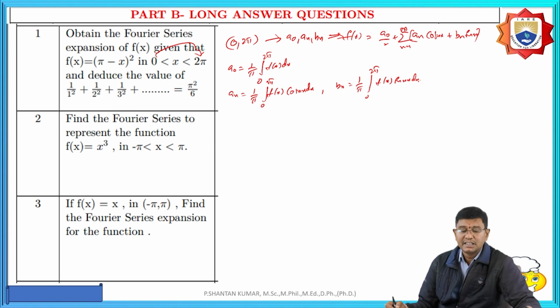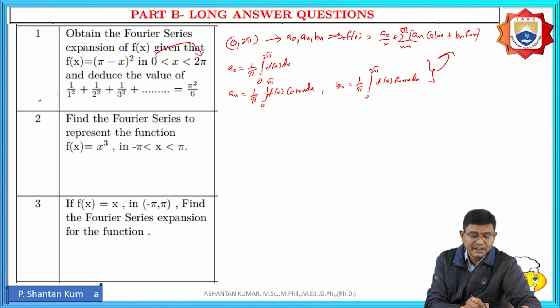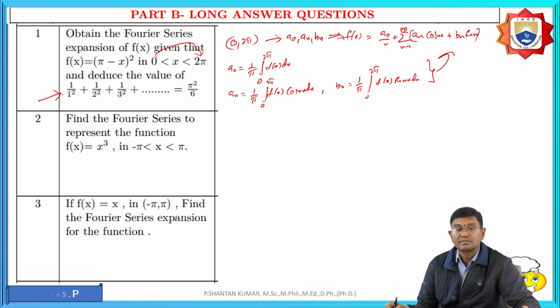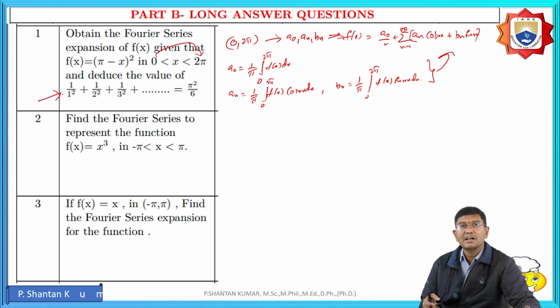Based upon these a0, an, bn values, we need to substitute into the required Fourier series. After that, they are asking to deduce the condition also. That means while we substitute, say, x equal to 0 or pi, depending upon the equation we get, we get the solution. We need to do this observation only after calculating a0, an, bn.